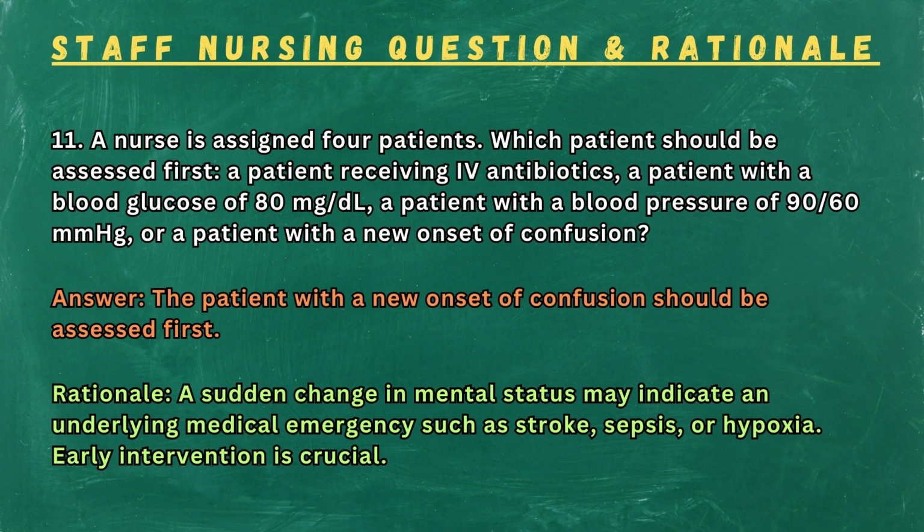11. A nurse is assigned 4 patients. Which patient should be assessed first? A patient receiving IV antibiotics, a patient with a blood glucose of 80 milligrams per deciliter, a patient with a blood pressure of 90/60 millimeters of mercury, or a patient with a new onset of confusion? Answer: the patient with a new onset of confusion should be assessed first.